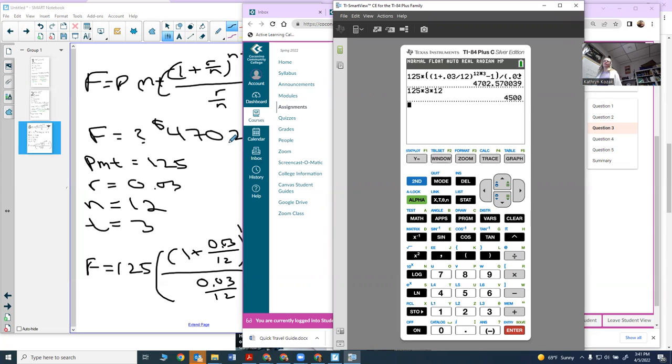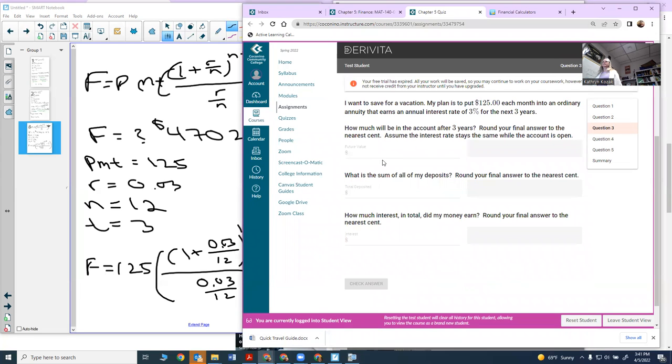$4,700 is not way off of there. If you got 4 million, there's probably a problem with your calculations. If you got 40, there's probably a problem with your calculations. 45 seems to make sense. So you want to kind of make sure your answer makes sense.